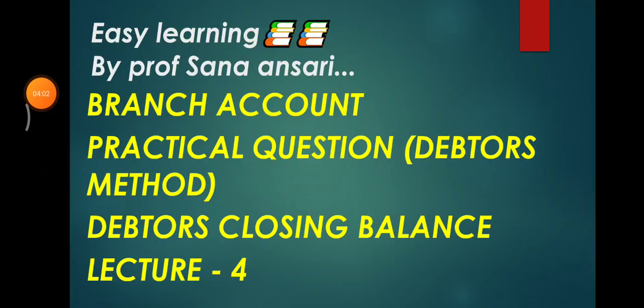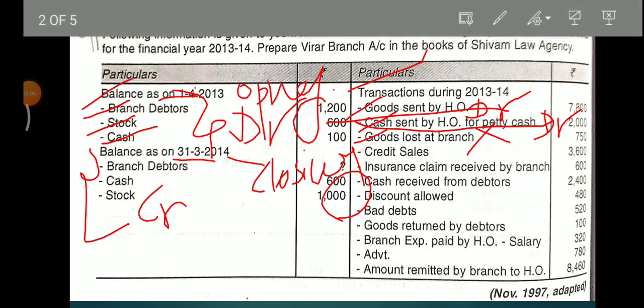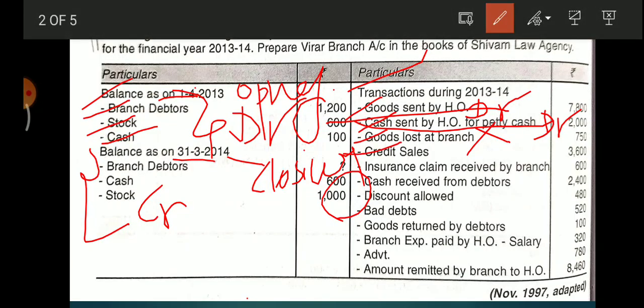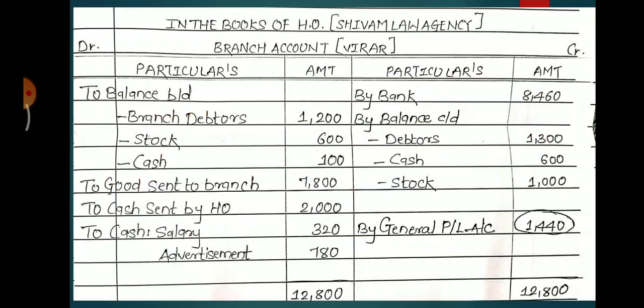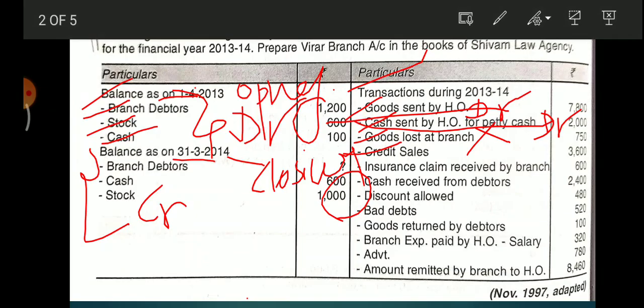And the next one is credit sales. Credit sales is nothing but the sale. Here we are supposed to make the debtors account. So credit sales will go on the debit side of the debtors account. Okay, we'll see to it later.